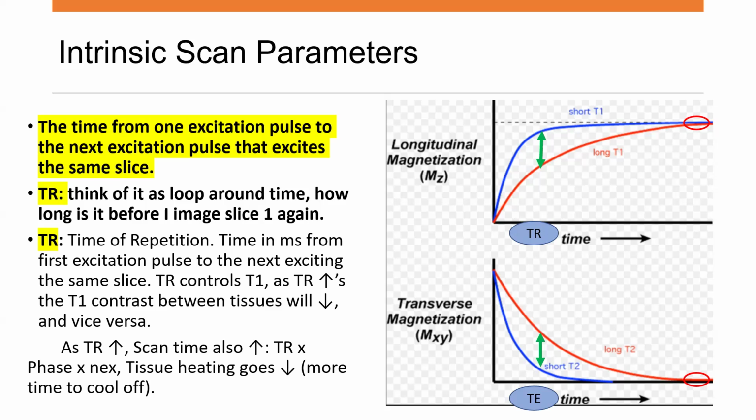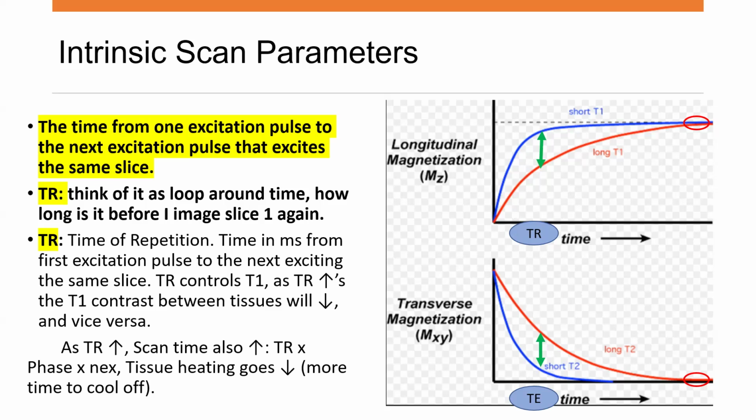So think of TR as a loop around time, if you want to think like that, okay? If you've got 20 slices in whatever body part, whatever weighting you want to think about, okay? You've got 20 slices, for example. You're going to start imaging slice one, and then during the TR, during the time of repetition, you're going to image all 20 of your slices before you go back to slice one.